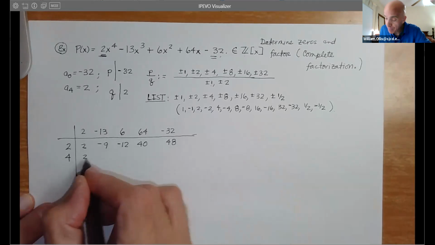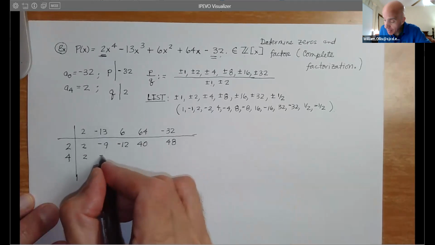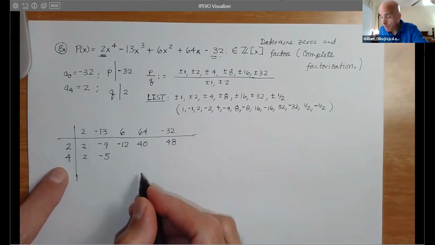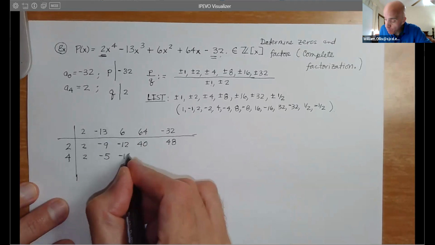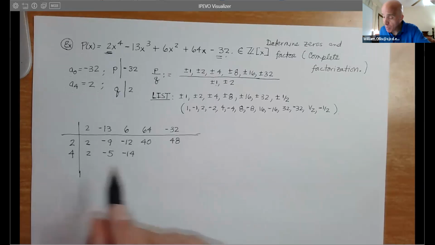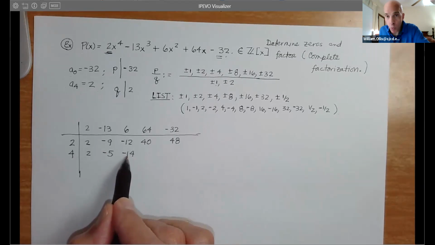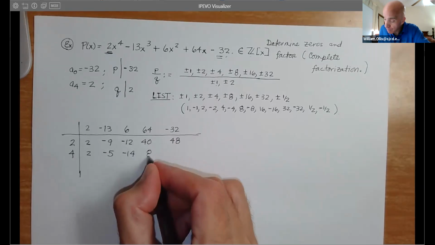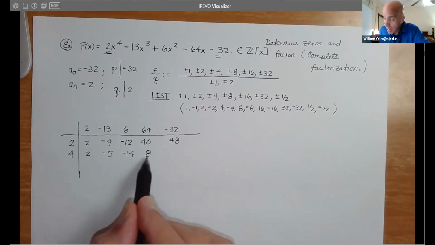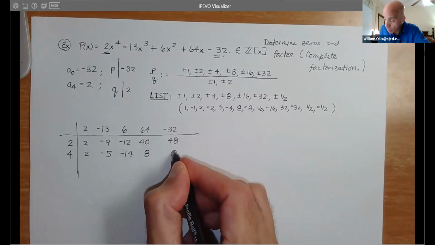So bring the 2 down. 2 times 4 is 8, and we add 8 to negative 13, and we get a negative 5. And then 4 times negative 5 is negative 20, and we add a 6, we get a negative 14. And then we keep going. We have 4 times negative 14, that's negative 56, and we add the 64, so that gives us a positive 8. And then we have 4 times 8, which is 32. If we add the negative 32, that gives us a 0.